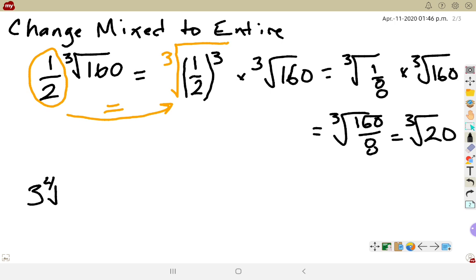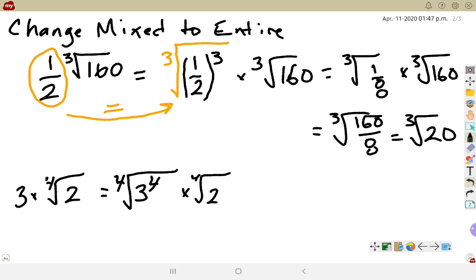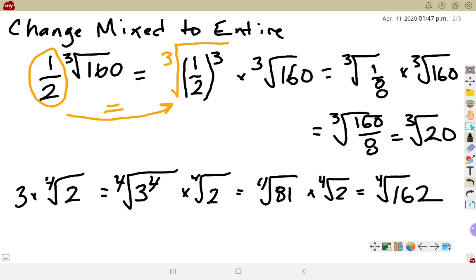Let's go 3 times the fourth root of 2. Sorry, I guess I should do a better job. I'll keep my index and my coefficient a little bit more separated like that. Okay, so to get 3 underneath that fourth root symbol, I need to raise 3 to an exponent of 4, and then I can put it under the fourth root. So I get 3 exponent of 4 and the fourth root of that times the fourth root of 2. So that's going to give me the fourth root of 81 times the fourth root of 2, and that's going to be the fourth root of 162.